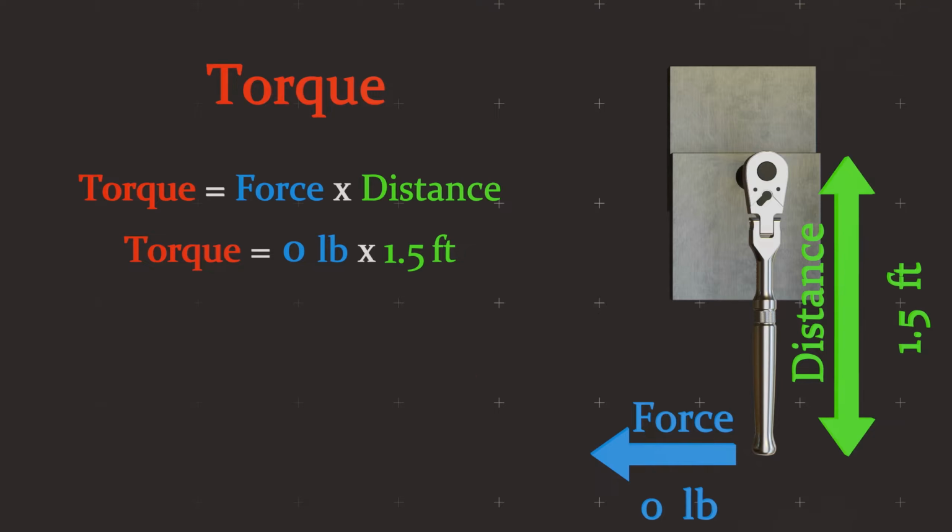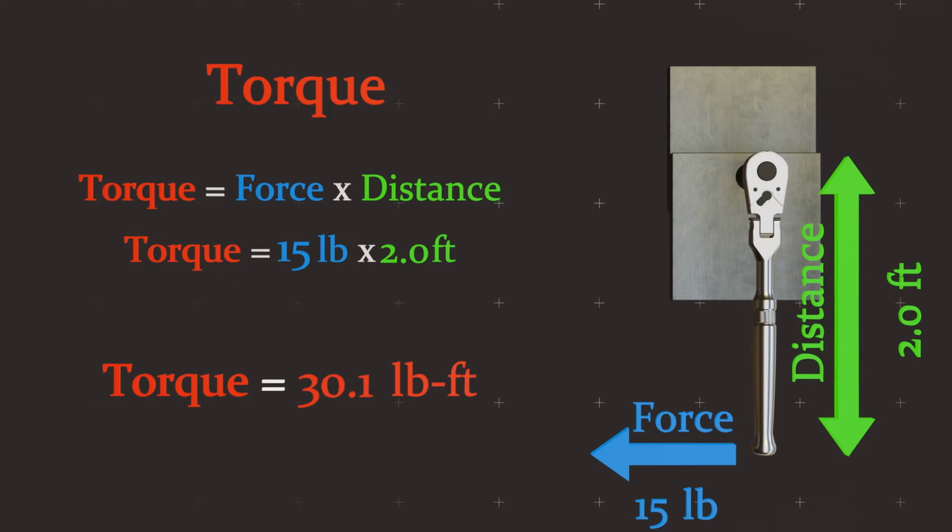Let's look at an example. If you apply 15 pounds of force at a distance of 1.5 feet from the bolt, you are applying 15 times 1.5, 22.5 pound-feet of torque on that bolt. The longer the ratchet, the more torque will be applied, as you can see here.